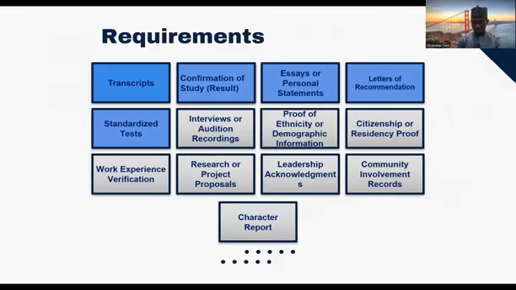Requirements. So this, as we said, we will discuss in detail. When you apply for a scholarship, these are some of the requirements. First of all, we have the transcripts. These are your results in university or undergrad. We have the confirmation of results. These are sometimes your certificates. Okay. We have the essays or personal statements, which we discussed previously in detail.